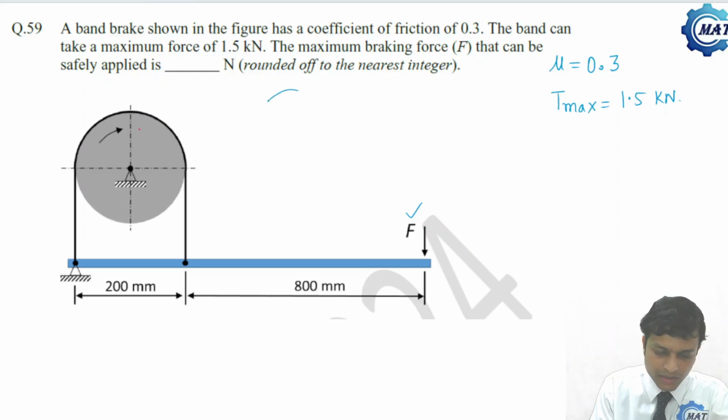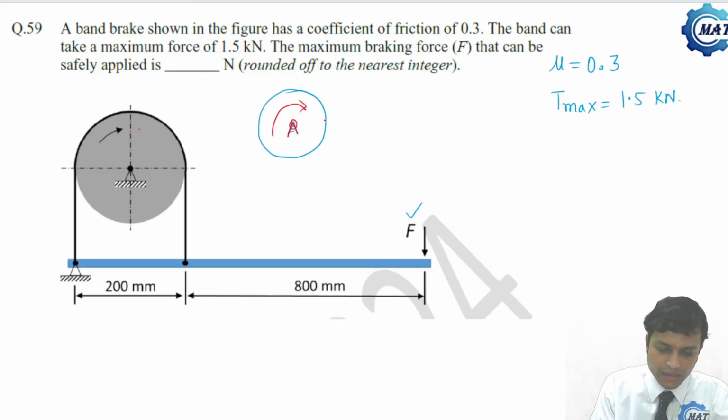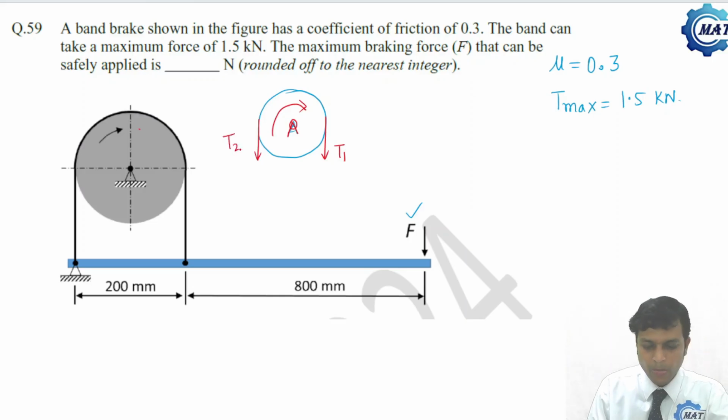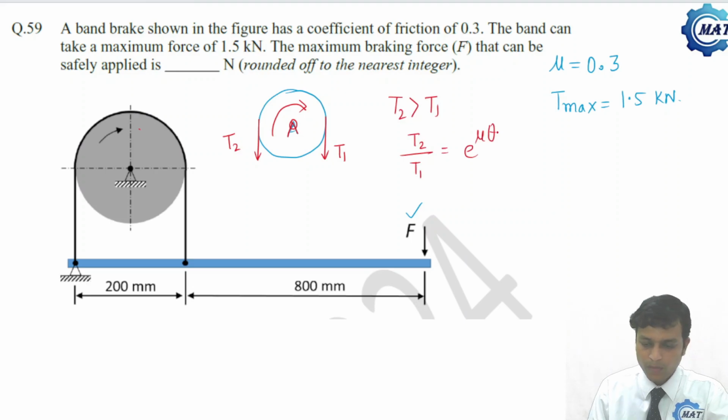So here, if this is the drum, it is rotating in which direction? It is rotating in clockwise direction. Say tensions are, here it is T1, here it is T2. So it is rotating along T1, so T2 will be more than T1, that is T2 is greater than T1, and T2 by T1 is e to the power mu theta. So T max is nothing but what? T2, that is 1.5 kilonewton.